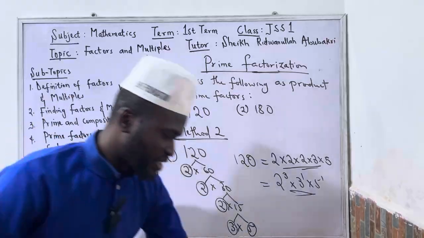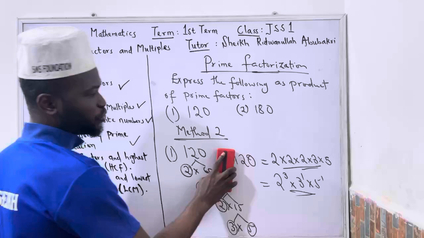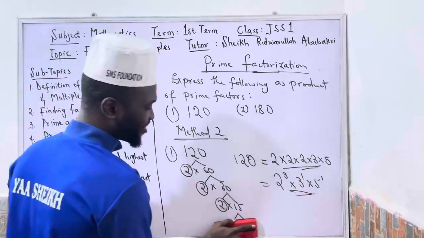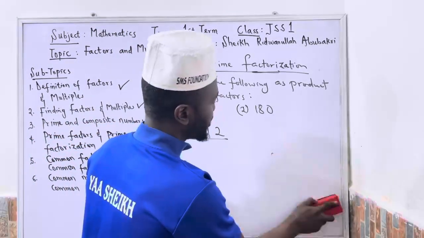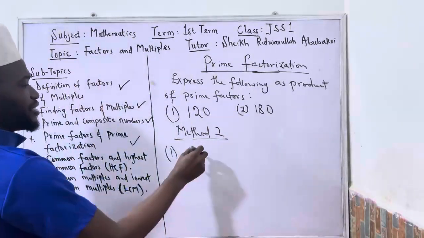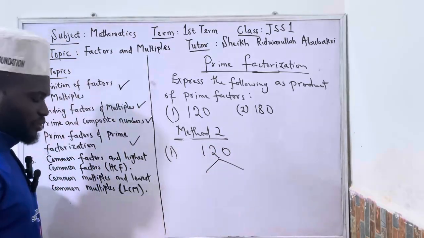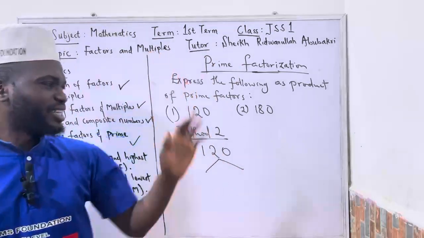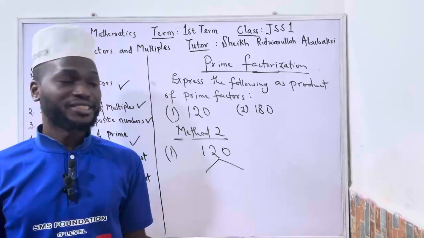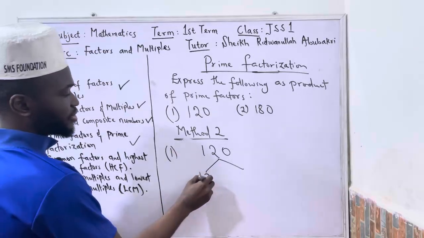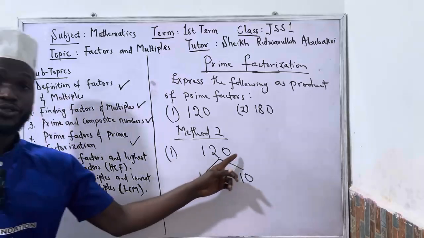Very good. We still have one more method, or even this method that I just used, we can still use it in another way. So in case you are not getting it like this, you can still use the same factor tree method on 120. You can choose any two numbers that will produce 120. Some people will say 12 times 10. Of course, 12 times 10 will also produce 120.